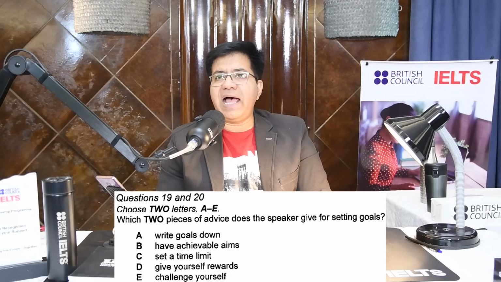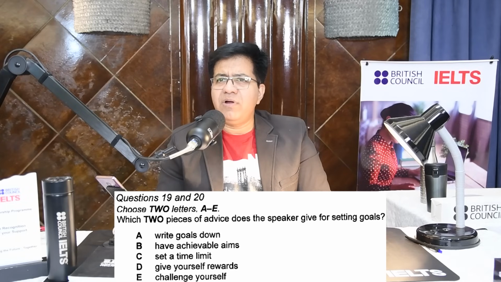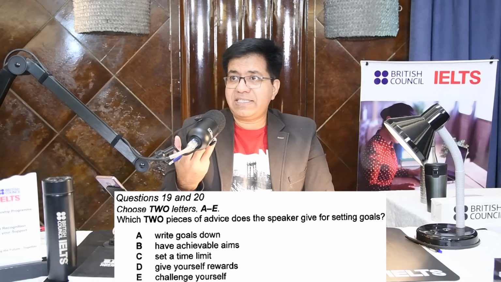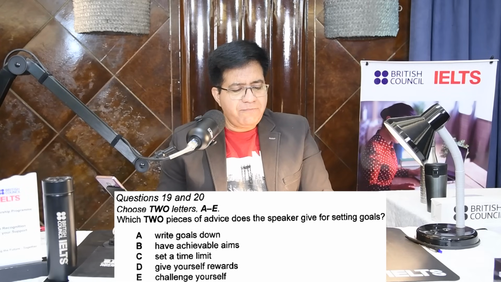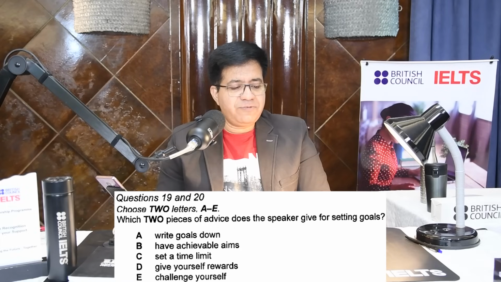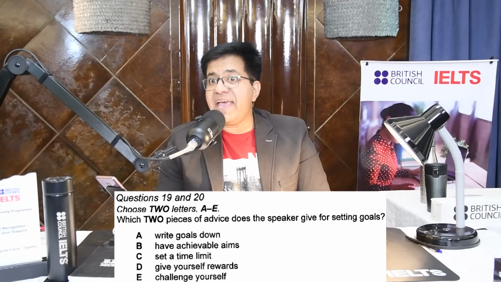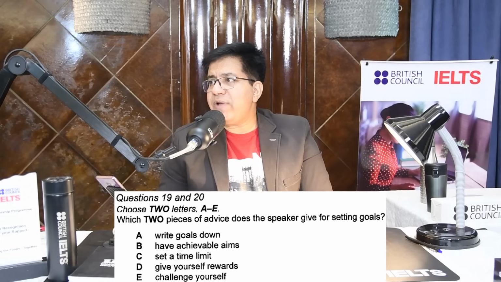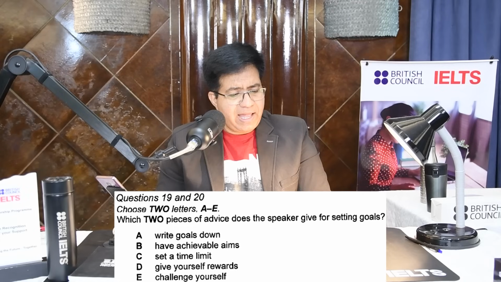Option A, write goals down. If she says, some people say it is important to write your goals down, but to me, it is not necessary. Will it be the answer? No. You have to focus on what the speaker says, right? Option B, have achievable aims. For achievable, they commonly use the word measurable. So you should have measurable goals, right? If she says that your goals should be measurable, then B will be the right answer. And if she says it's not necessary to have measurable goals, something like that.